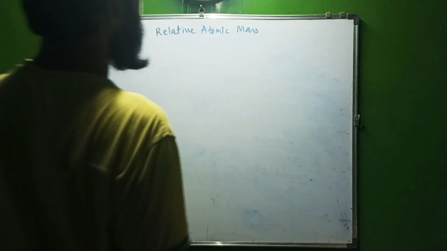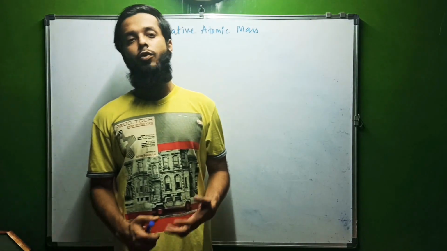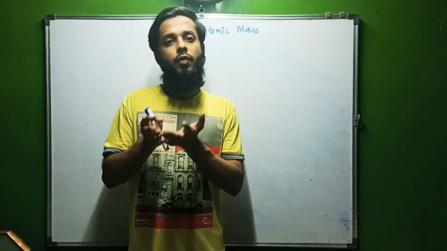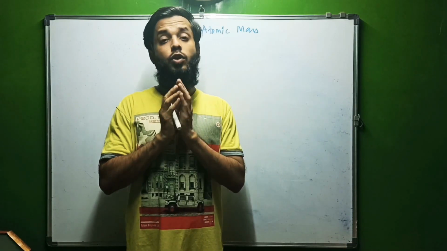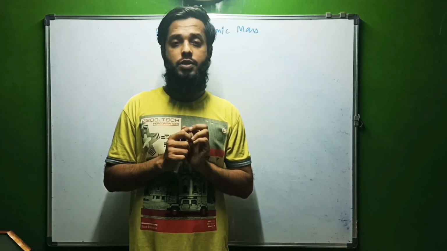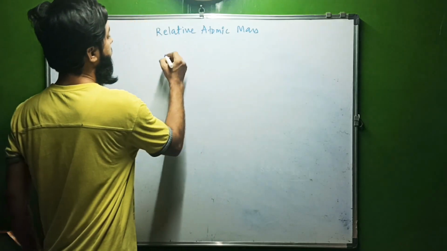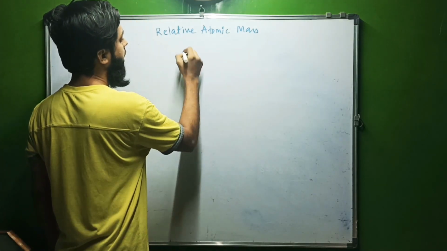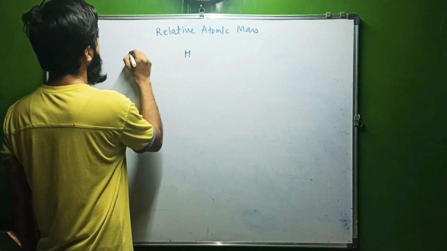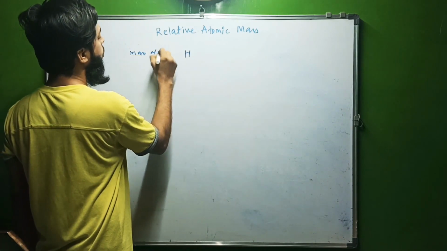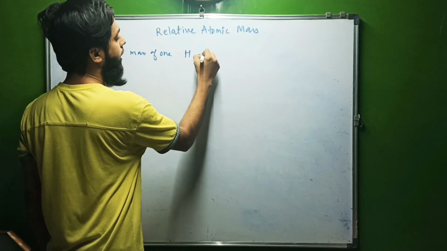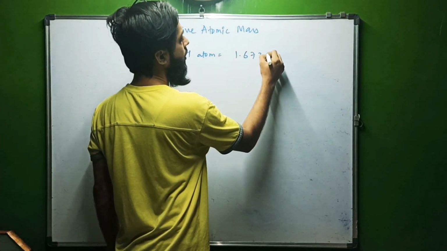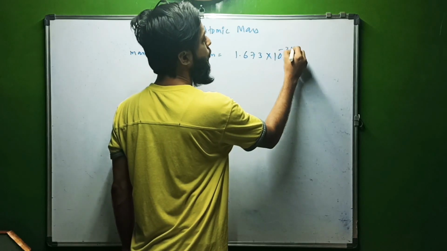Good morning, students. Today we are going to talk about relative atomic mass. The word itself conveys something: relative. It is not the actual atomic mass. So let me tell you about the real weight of one hydrogen atom. The mass of one hydrogen atom is about 1.673 into 10 raised to minus 24.